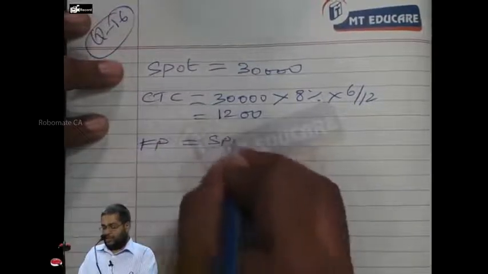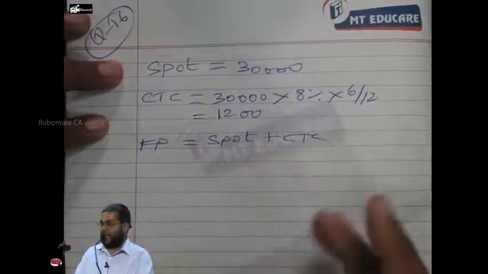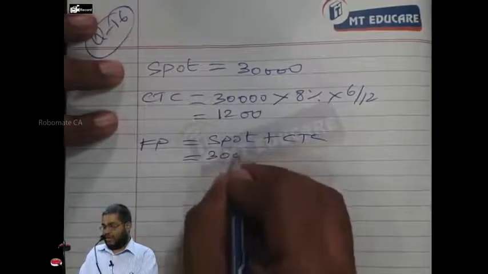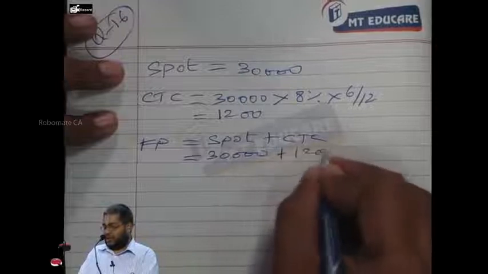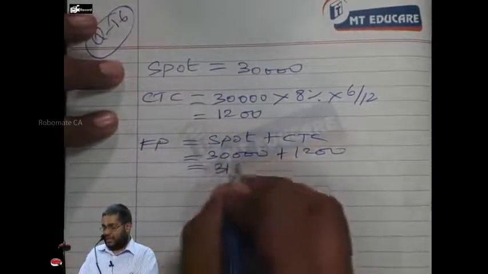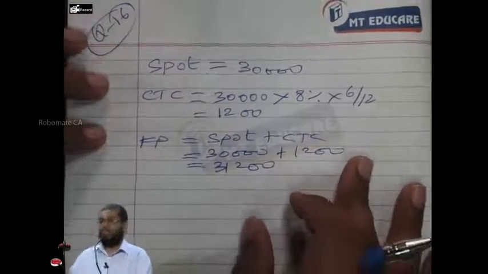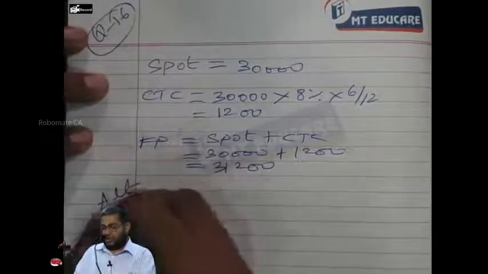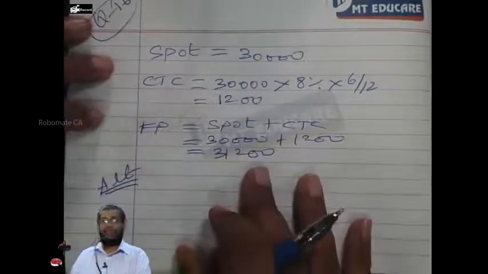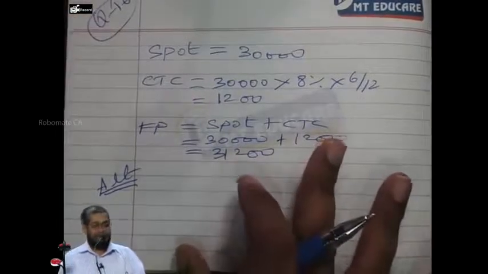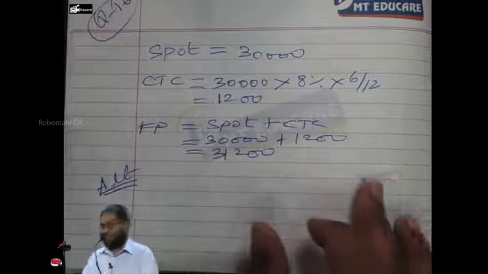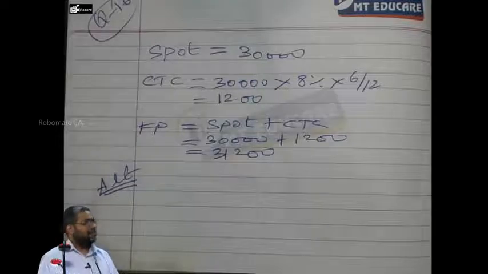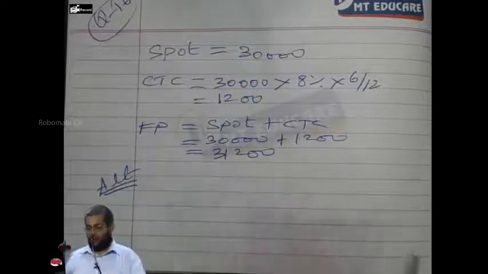Future price is equal to spot price plus cost to carry, which is equal to 30,000 plus 1,200, which is equal to 31,200. Everybody understanding it or not? Now, don't talk. Alternatively. Finish copying? Those who have not copied, raise your hand. Can I proceed? Alternatively.